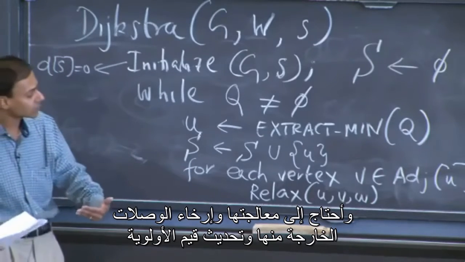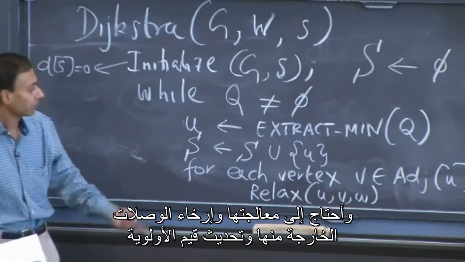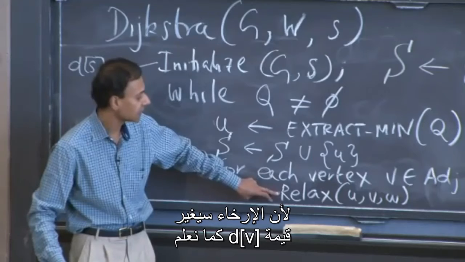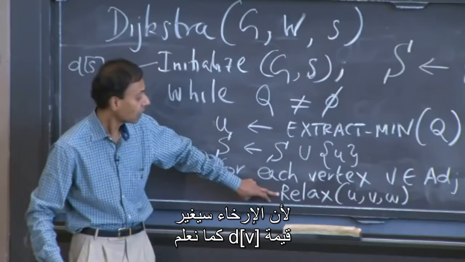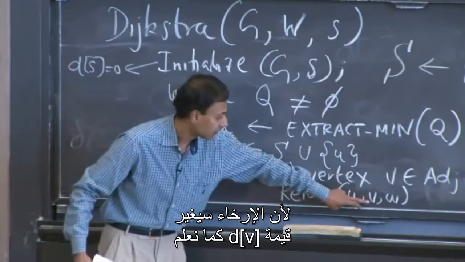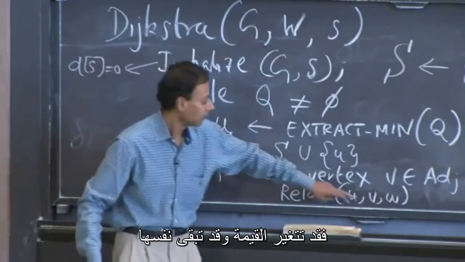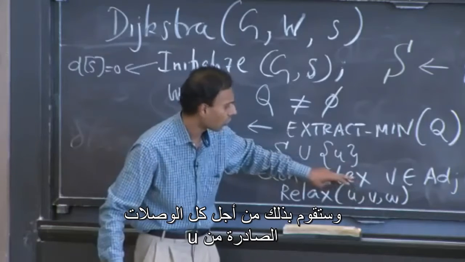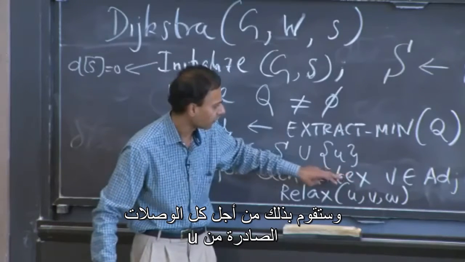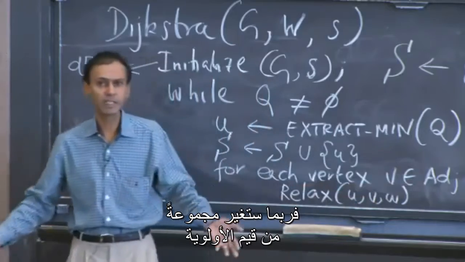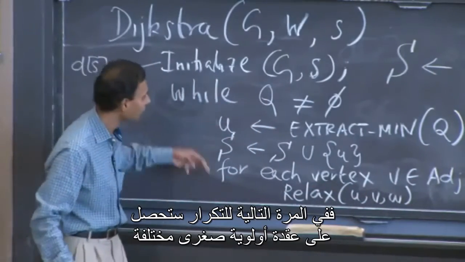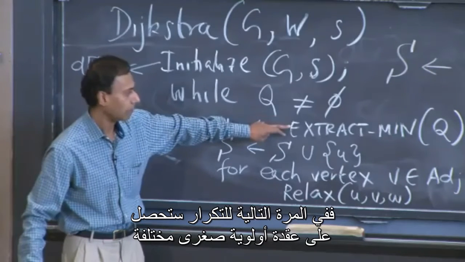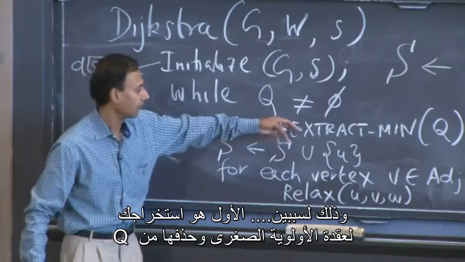I know the shortest path to this particular vertex, and I need to now process it in the sense that I have to relax the edges that are coming out of this vertex and update the priority values, because relax is going to change the d values, as we know, corresponding to the vertex v. It might change the value. It might not, but there's a possibility that it would. And you're going to do this for all of the edges that are emanating out of the vertex u, and so you may be changing a bunch of different priority values. So the next time around, you will get a different minimum priority vertex, and for two reasons.